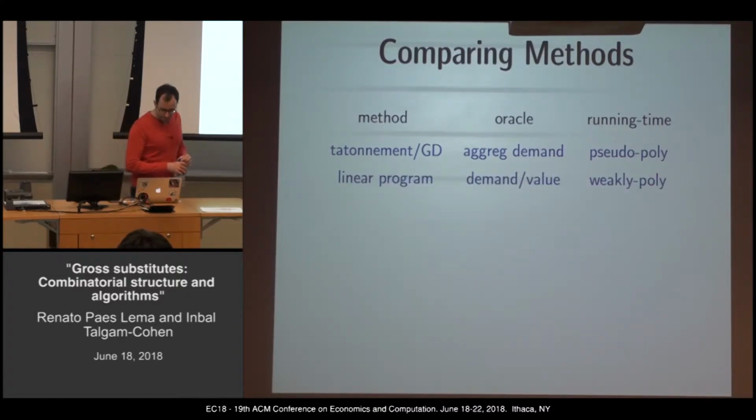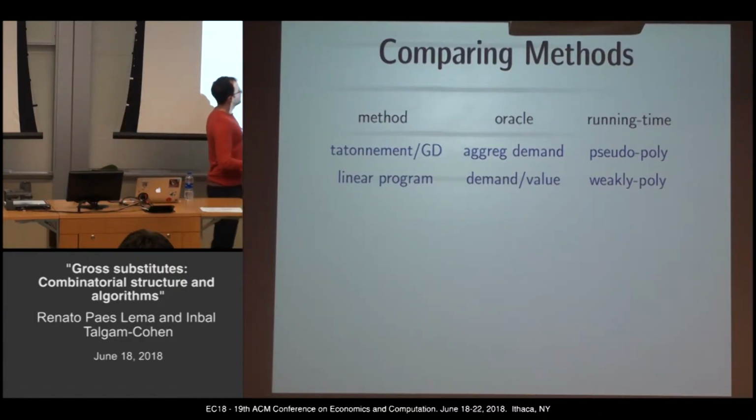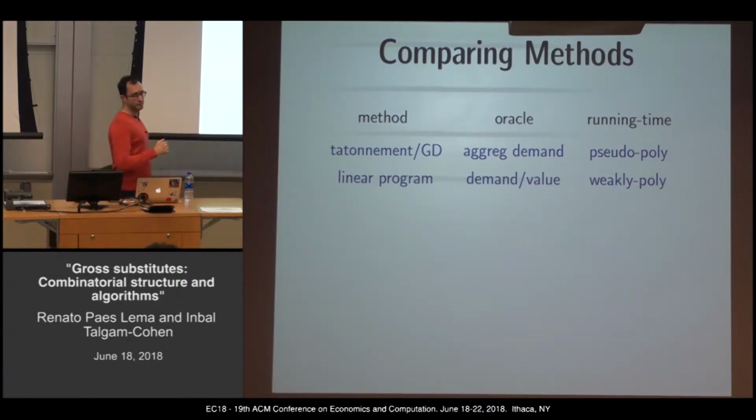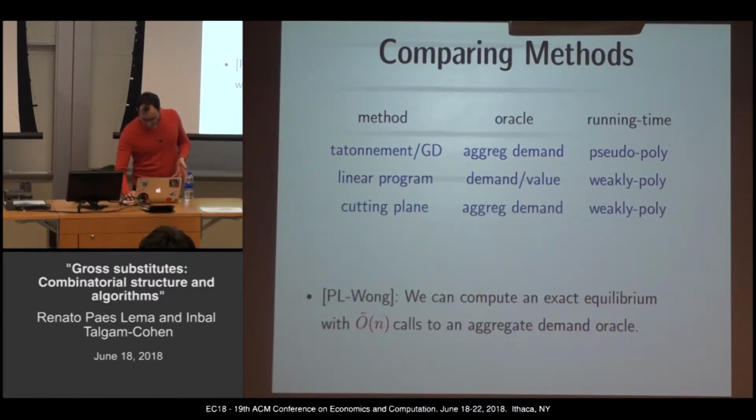There's the linear program approach, and I think the KKT conditions also fall in this category. There you need the demand of every buyer, so you need to add constraints for every buyer, and you also need to know the value they have for the goods. But the nice thing is that now it runs in weakly polynomial time. So there is a way to get both things.